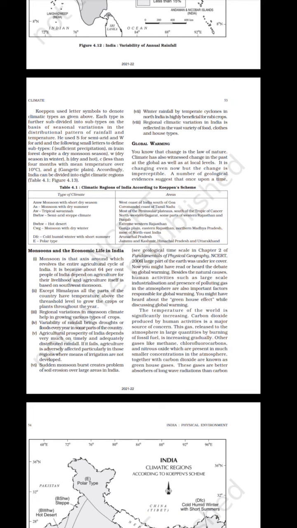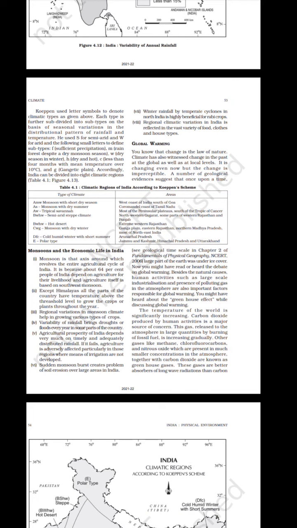Regional variations in monsoon climate help in growing various types of crops. Variability of rainfall brings droughts or floods every year in some parts of the country. Agricultural prosperity of India depends very much on timely and adequately distributed rainfall. If it fails, agriculture is adversely affected, particularly in those regions where means of irrigation are not developed. Sudden monsoon burst creates the problem of soil erosion over large areas in India.